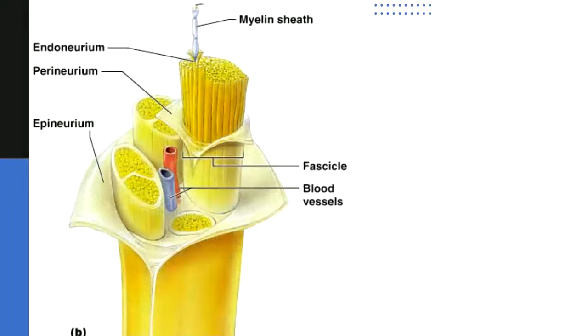So this is the nerve right here. On the outermost layer, the outermost is the epineurium. Then you have the nerve fascicles. Each nerve fascicle is surrounded by the perineurium. And then inside the nerve fascicle, you have the nerve fibers, and each individual nerve fiber is surrounded by the endoneurium.